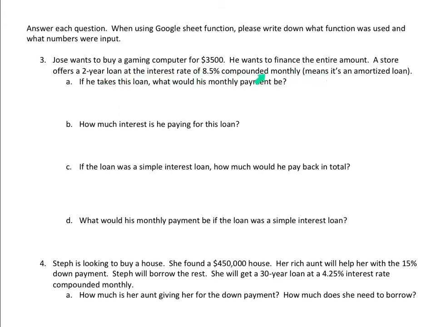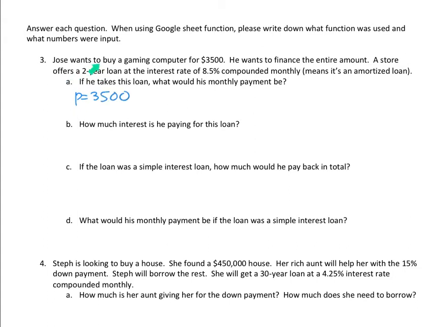Okay, it says compounded, so it's automatically amortized then, right? So if he takes this loan, what will be his monthly payment? So let's identify what all these numbers are given to us. So first of all, he's borrowing $3,500, so that's my principal balance.